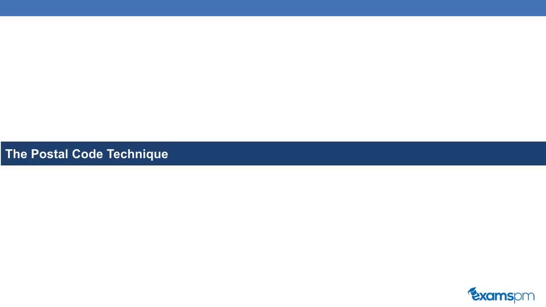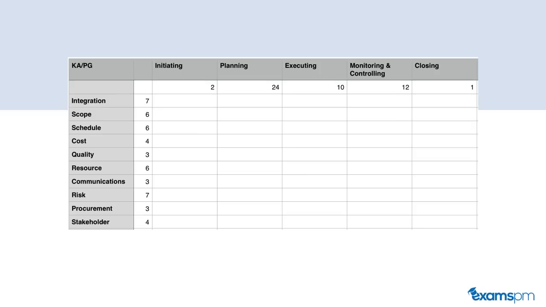Okay, now the second technique you can use is called the postal code technique. So if you look across the columns, we have the process groups, and if you look at the number of processes across the process groups, it kind of spells out a postal code.